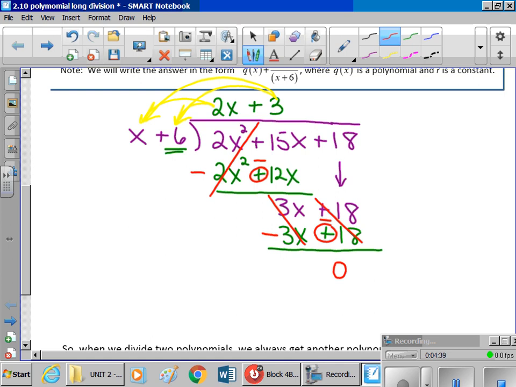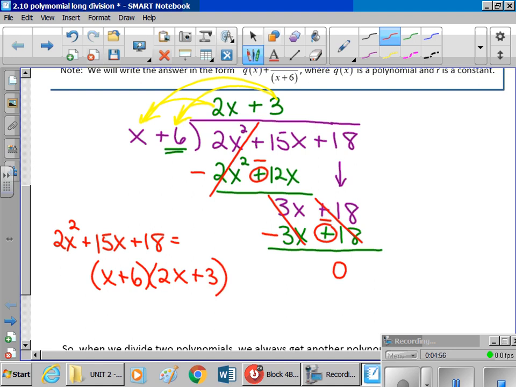So what this basically tells me is that our original polynomial is equal to x plus 6 times 2x plus 3. Okay, that's not really the answer. The answer when you do this is right up here. So the answer is 2x plus 3. This is what we are mindful of. All right, so this is what this shows.